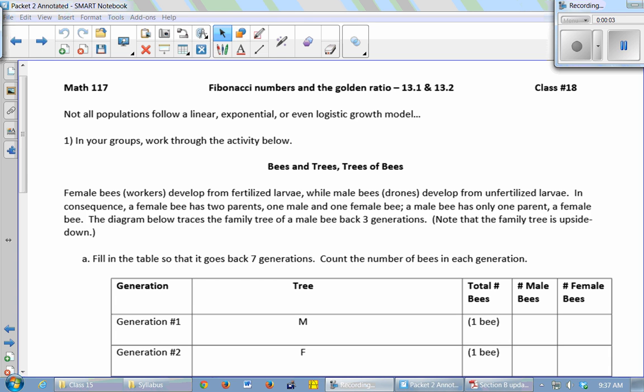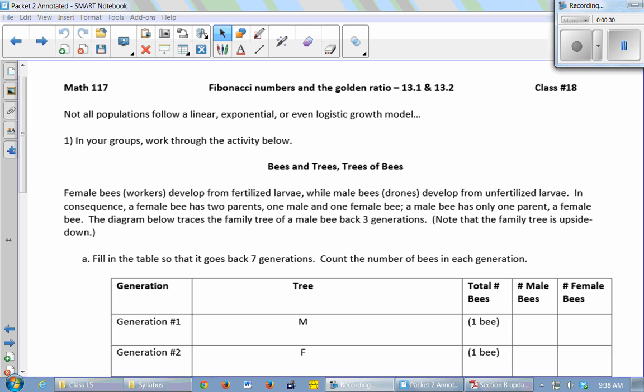So in the past couple of classes, we've talked about linear growth and exponential growth, and we even talked about logistic growth in a general way without learning the formulas, as three possible ways that populations can grow. But not all populations follow a linear or an exponential or even a logistic growth model. There are other growth models, and we're going to talk about one more today.